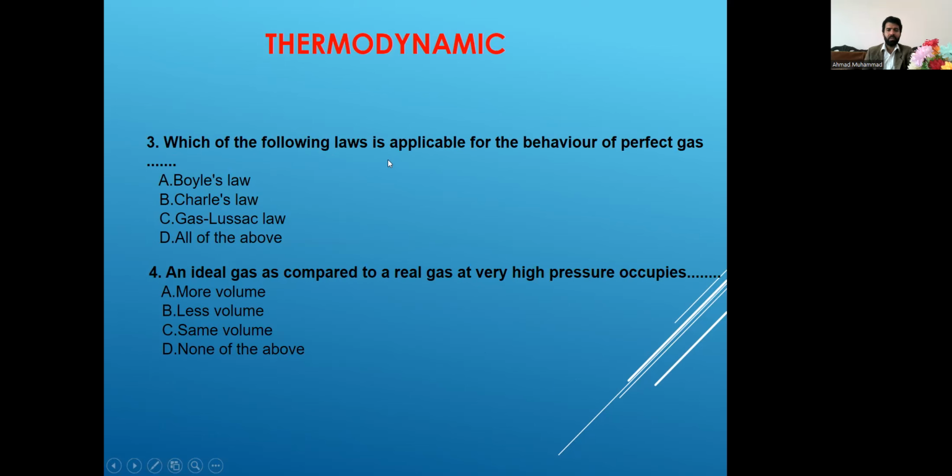Which one of the following laws is applicable for the behavior of a perfect gas? Boyle's law, Charles's law, option C is Gay-Lussac's law, and D is all of the above. So the right option is option D. Next, an ideal gas compared to a real gas at very high pressure occupies more volume, less volume, same volume, or none of the above. An ideal gas compared to a real gas at very high pressure occupies less volume. So the correct option is B, less volume.